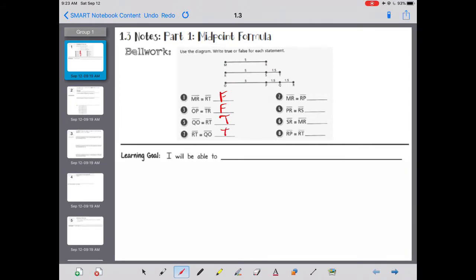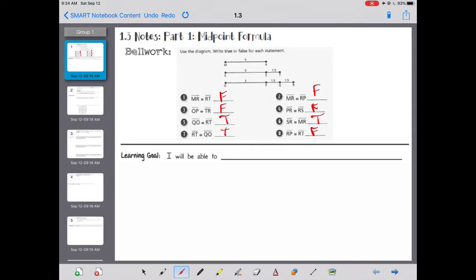All right, so pause it real quick. You try 2, 4, 6, and 8. Check and see what you get. All right, MR to RP. MR is 5. RP is 1.5 and 1.5, which makes 3. So that would be false. PR is 3, RS is 5, so that would be false. SR is 5, and MR is also 5. That's true. RP is 3, RT is 6.5, so that would be false.